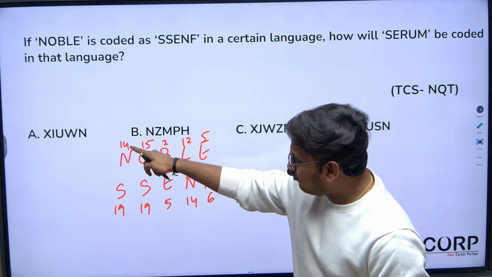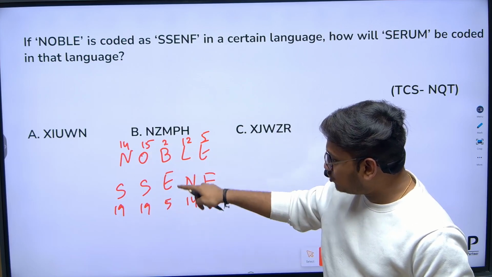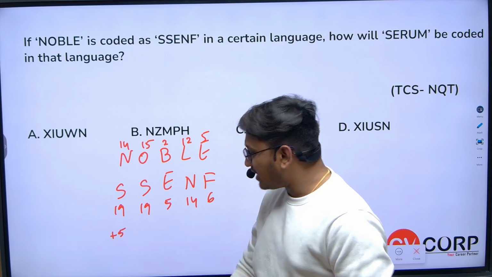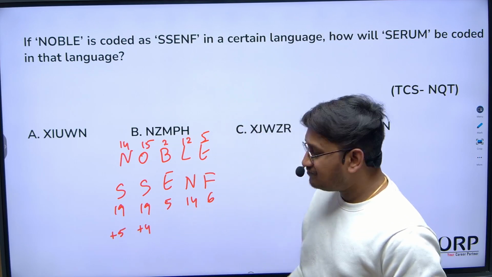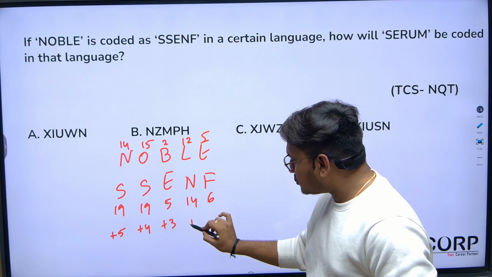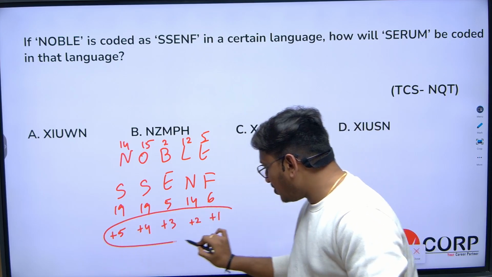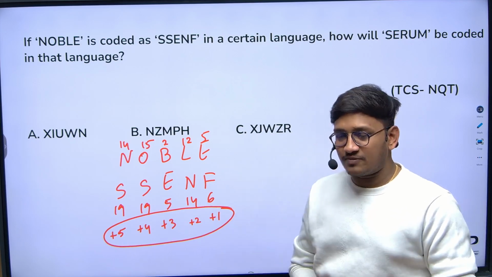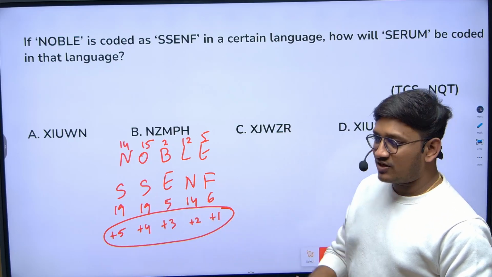Okay, so 14 becoming 19, 15 becoming 19, 2 becoming 5. Means I can say that 14 plus 5 is 19, 15 plus 4 is 19, 2 plus 3 is 5, 12 plus 2 is 14, 5 plus 1 is 6. Now if you observe the numbers, it is coming from 5 in decreasing order. So plus 5, plus 4, plus 3, plus 2, plus 1 is the logic.